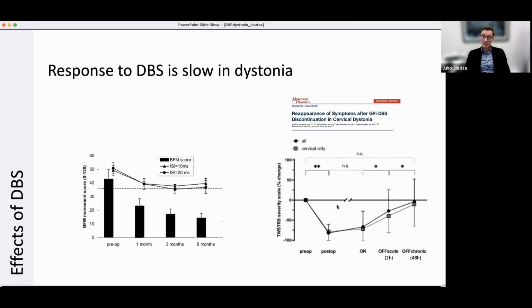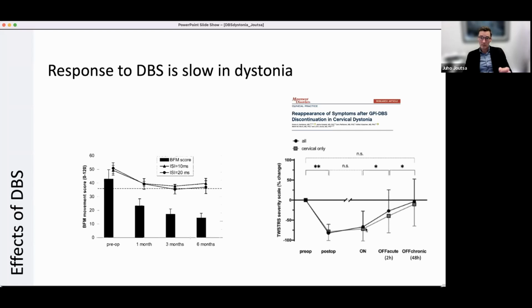And we recently looked at what happens when you switch off the device. In this study, there were only 11 patients with long-term DBS, with stable DBS treatment and good response, approximately 70–80% improvement. In this graph, the 0 represents the preoperative symptom severity in Twister score. Here is the postoperative best state. And this is at the time of the study, when the patients had been on stimulation for years already, showing that they were roughly at their optimal response.